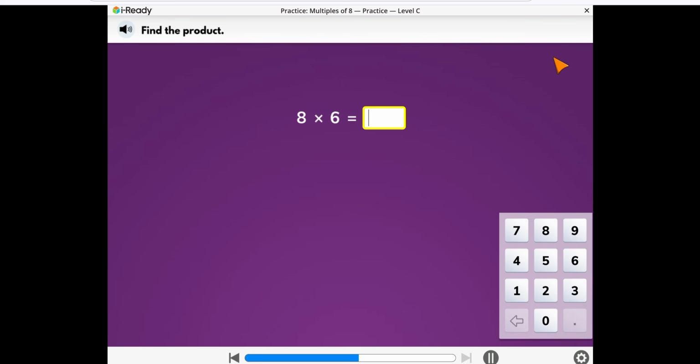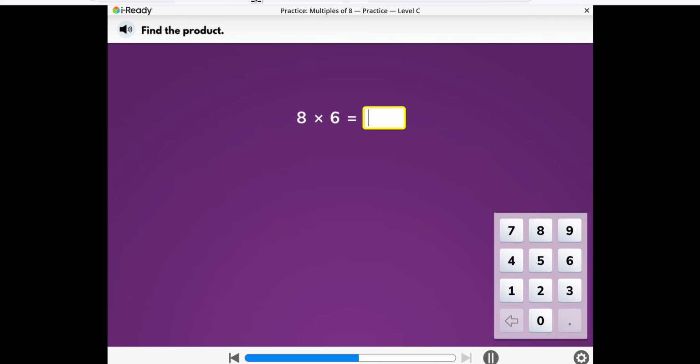Find the product. Okay, time to answer the easiest question that I've ever wanted to solve. 3, 2, 1. The answer is 48! 8 times 6 equals 48.